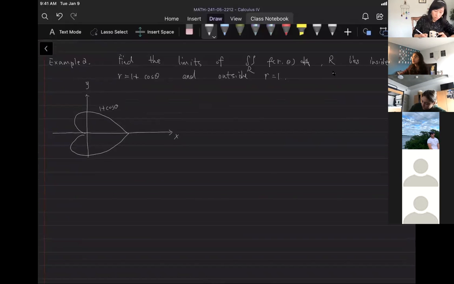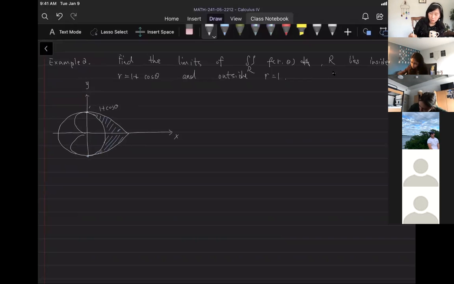And R equals 1, so it's here. R equals 1 actually is a circle. Let's draw. Here's 1. Something like this. And we want inside the cardioid and outside this circle. So from the graph, we can see the angle is from negative pi over 2 to pi over 2, right? But we like to double check.